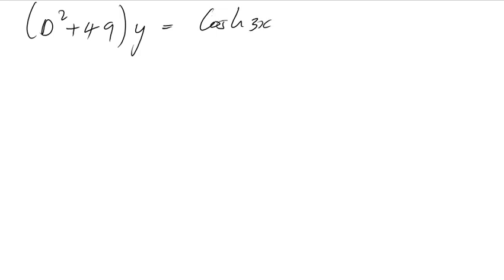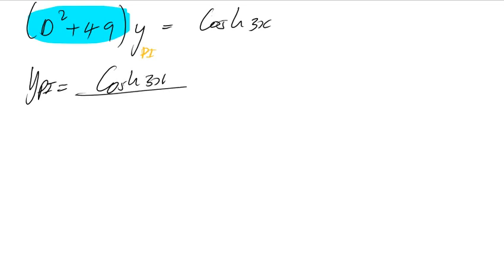Then since we are doing hyperbolic functions, you'll have d squared plus 49, then y equals cos 3x. I already showed you how to solve this. So you've got your YCF. Now remember to write YPI, because they'll ask you to find the general solution also. YPI equals cos 3x divided by d squared plus 49.